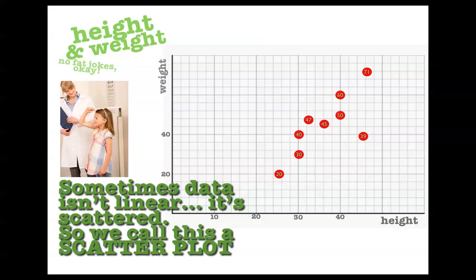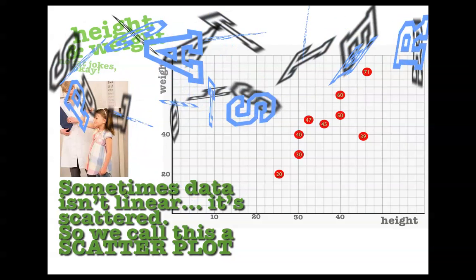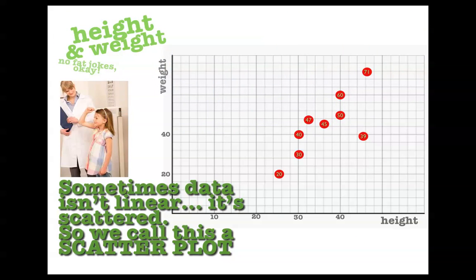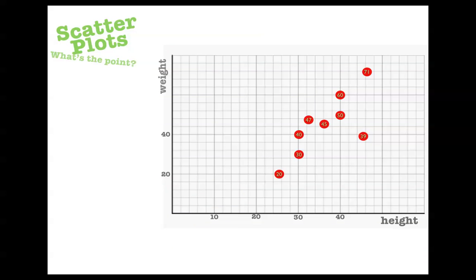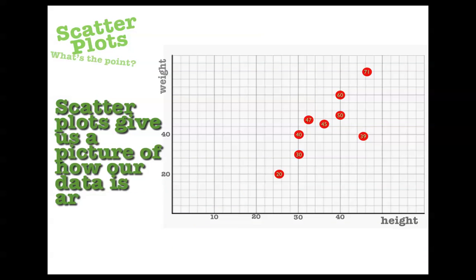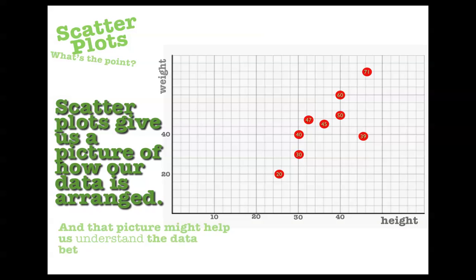Sometimes data isn't linear. Sometimes it's scattered. So we call this a scatter plot because the data is scattered around the graph. Woo, scatter plots. Okay, now, what's the point of a scatter plot? Scatter plots give us a picture of how our data is arranged. And when I say picture, it really is a picture. It's a visual idea of what's happening with this data. And that picture might help us understand the data better.